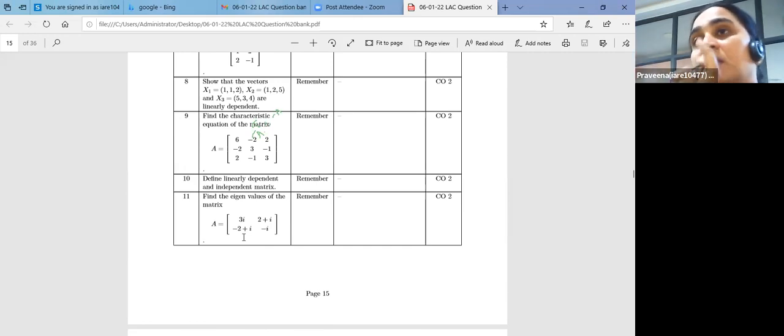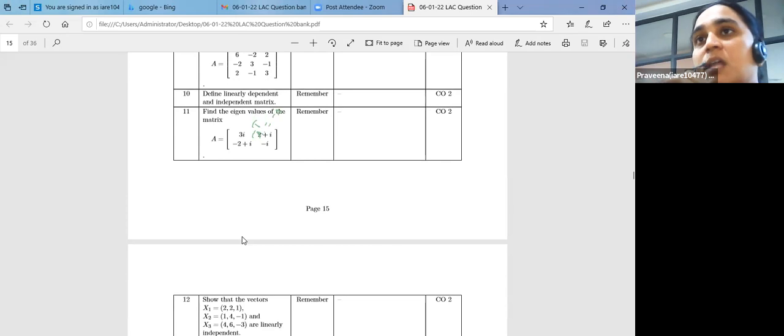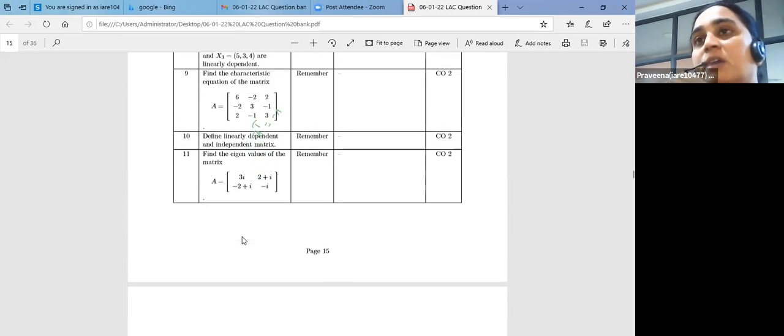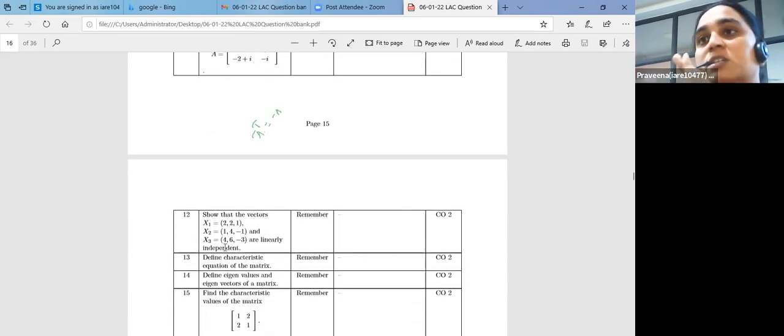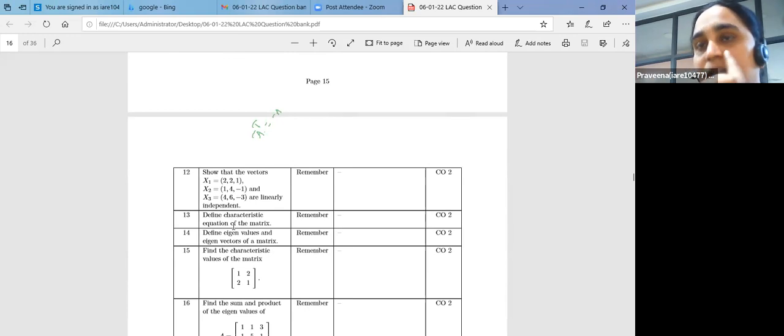Generally I gave some definitions for linearly dependent and independent also. Okay, 11th question, find the eigenvalues of the matrix. It is also a complex matrix, already we discussed. And the 12th question is also, show that the vectors x1, x2, x3 are linearly independent. Linearly independent means det A is not equal to 0.